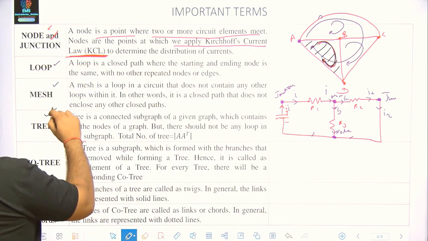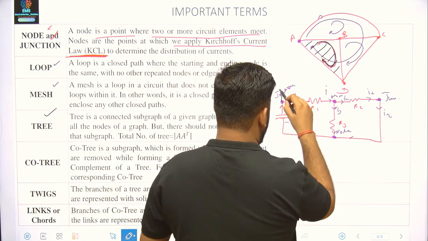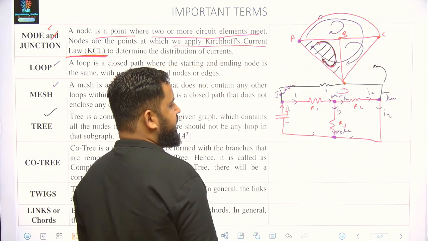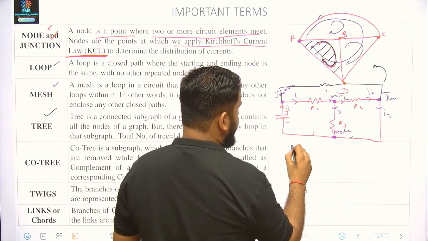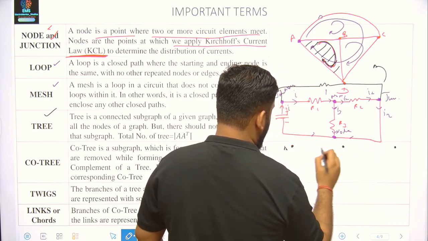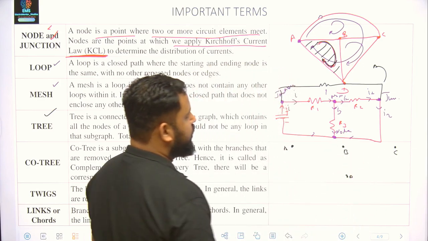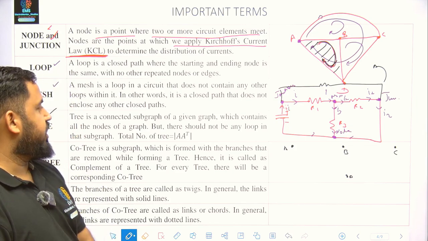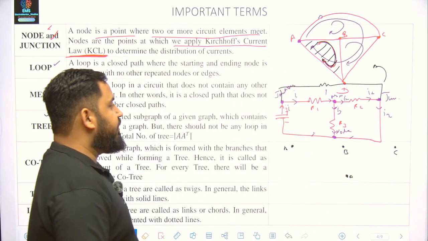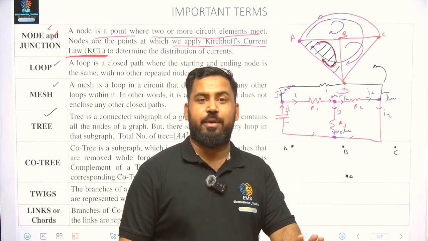Okay, now moving to a tree. So what is a tree? Let us say we are considering this graph. I'll just make sure that you don't get confused. Let us say for this circuit I've constructed a graph. How many nodes we have? We have A, we have B, we have C, and we have D. Okay. Now, if I want to construct a tree, simply a tree is a subgraph which contains all the nodes but no loop or any mesh.